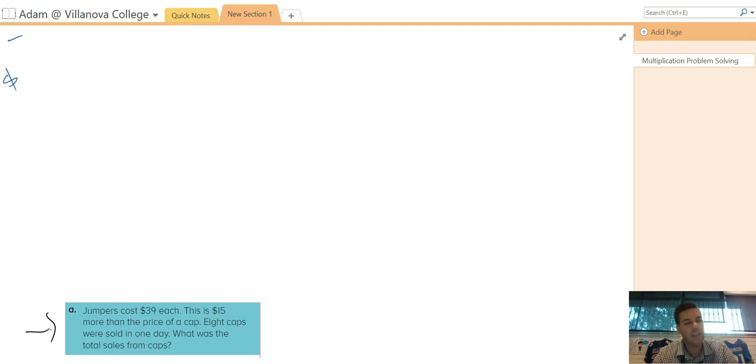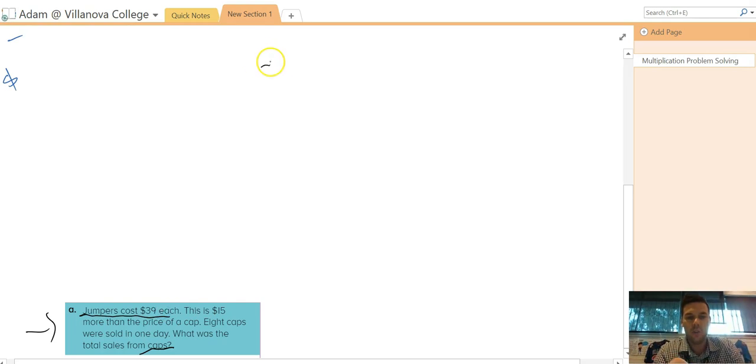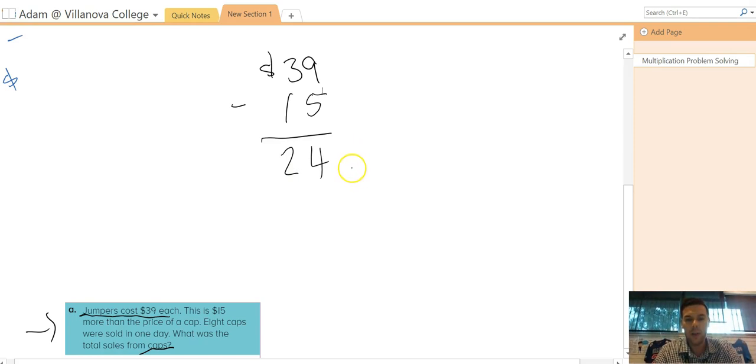Now, this question is asking us one thing. How much did they spend on the caps? We don't actually have a price for the caps in this word problem as yet. But if we break it up, jumpers cost $39. A jumper is $15 more than the price of a cap, so we need to minus 15. 9 take 5 is 4, 3 take 1 is 2. So one cap is $24 per cap.